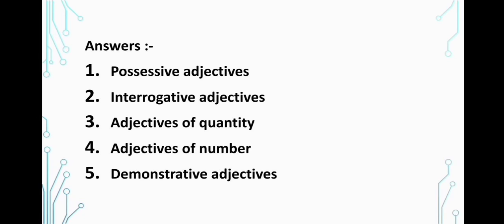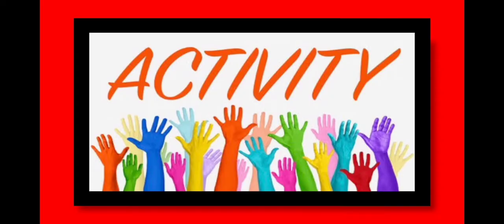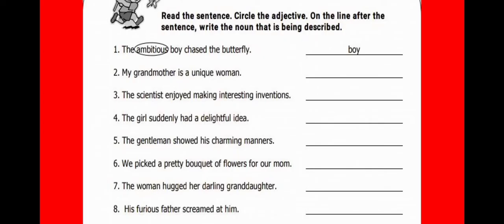Now students, it's time for some activity. This activity will help you all to understand more about adjectives. So let's see what we have to do in this activity. Read the sentence, circle the adjective. On the line after the sentence, write the noun that is being described. So what we have to do in this, we have to circle the adjective and also we have to write the name of the noun that is being described.